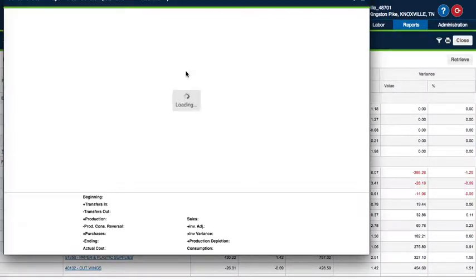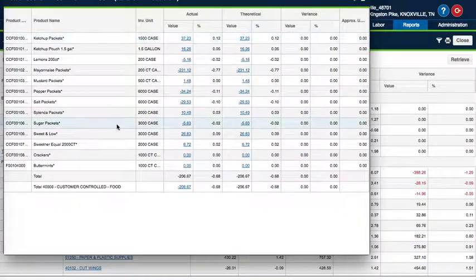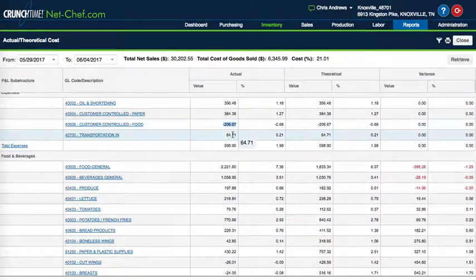You can click on that number and dive deeper to see some information. Now, on customer controlled items, it doesn't give you a whole lot, because it can't pull those numbers out of the system. It's just taking what you tell it. So we'll come back to this item and look at your actual inventory count for mayonnaise packets in a little bit. So going back, remember we noticed a negative number on customer controlled food. There's no way we actually grew those items, so we know we're coming back to that.